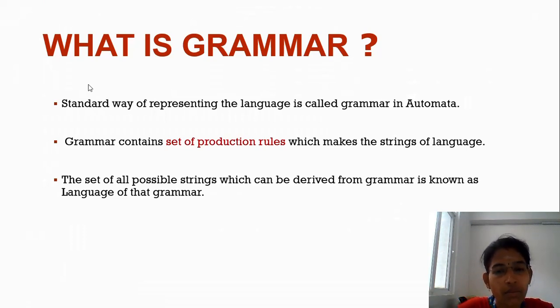So grammar is nothing but a set of production rules which make the strings of a language. The set of all possible strings which can be derived from a grammar is known as the language of that grammar. The set of rules is known as the grammar.